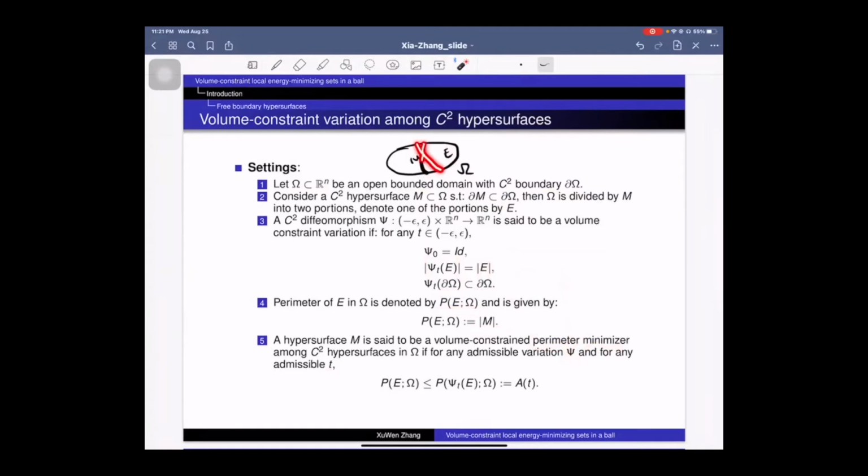So the surface area of this part is always less than or equal to the surface area of this part, which shows that M is a local perimeter minimizing set.